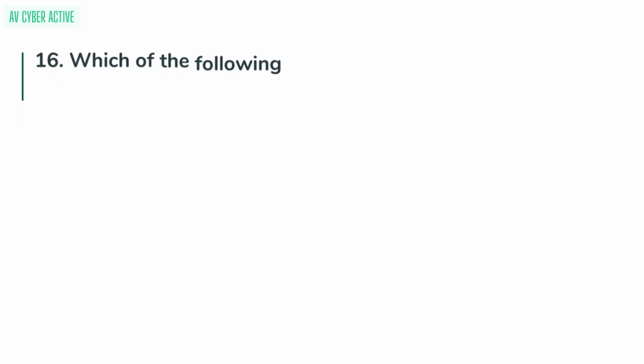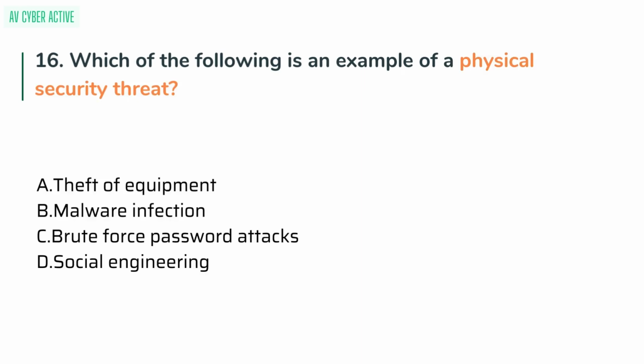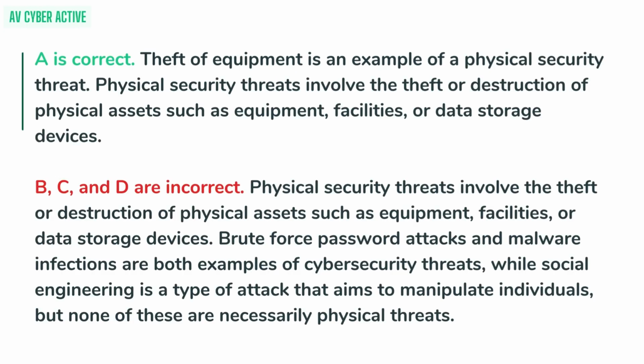16. Which of the following is an example of a physical security threat? A. Theft of equipment. B. The malware infection. C. Brute force password attacks. D. Social engineering. A is correct. Theft of equipment is an example of a physical security threat. Physical security threats involve the theft or destruction of physical assets such as equipment, facilities, or data storage devices.